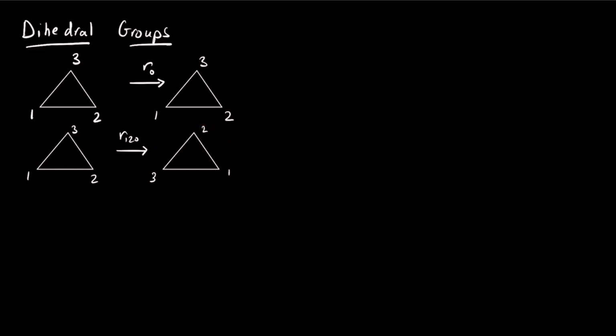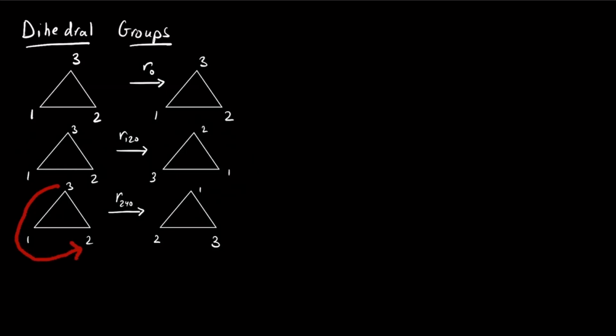Another symmetry I have is a 240-degree rotation. So I could take this and rotate it by 240 degrees. In this case, 3 is going to get rotated over here, 2 gets rotated down here, and 1 gets rotated this way. So again, this is a counterclockwise 240-degree rotation. Okay, so this is another symmetry. And then you might ask, well, what about reflections? Can I reflect my triangle? So the answer is going to be yes.